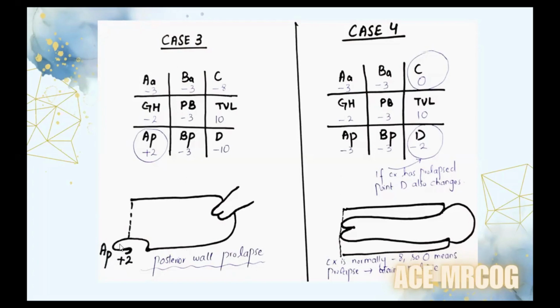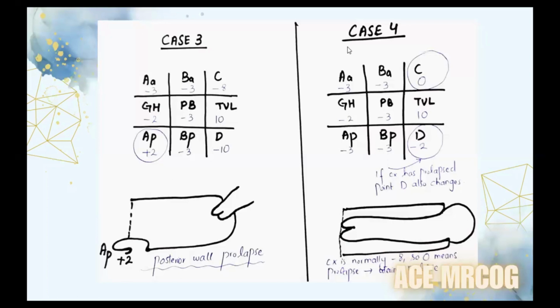Okay, so this is a rectocele. Yes, exactly. So this is basically a rectocele. And we know that it is 2 centimeter outside the hymen, so it is +2. So this is how you are going to grade it.